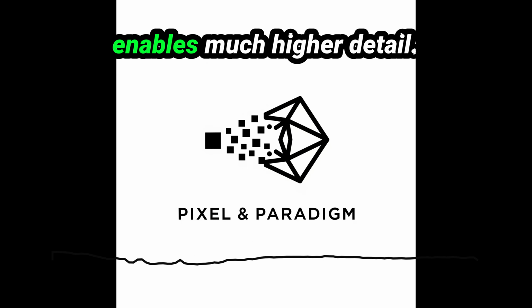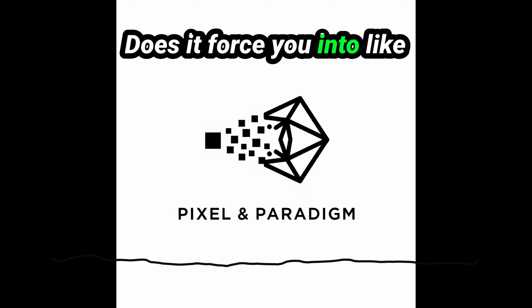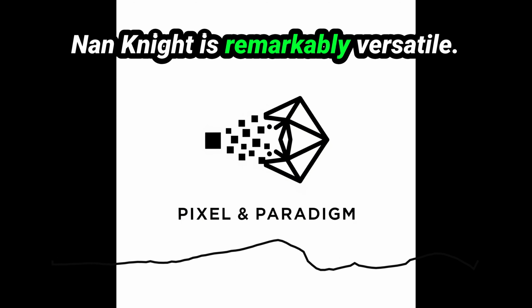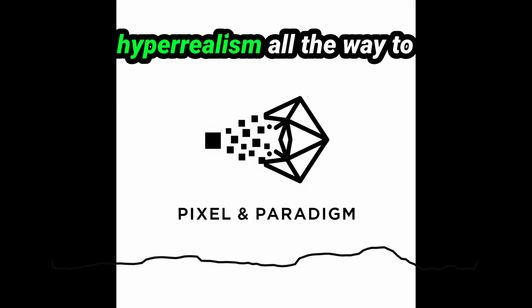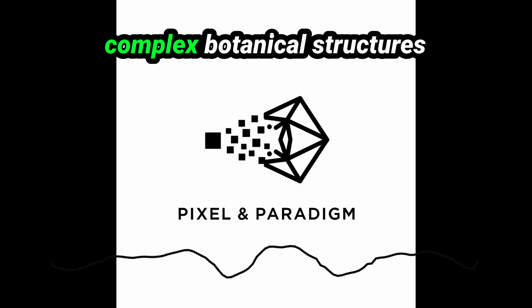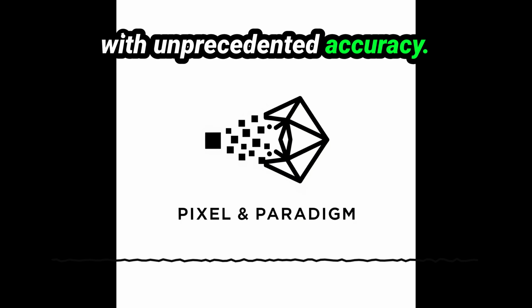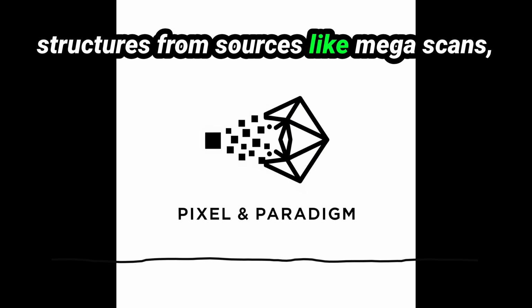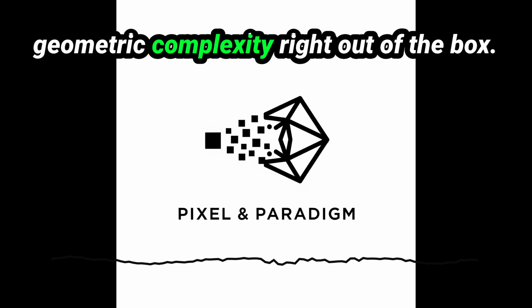Okay, so Nanite enables much higher detail, but it requires really smart artistic choices about where to put that detail. Does it force you into a hyper-realistic art style? Or can you use it for other looks? Not at all. Nanite is remarkably versatile. It supports a really wide spectrum of art directions, from extreme hyperrealism all the way to highly stylized looks. For realism, obviously it allows artists to replicate complex botanical structures and micro details found in nature with unprecedented accuracy. High-quality scanned assets like detailed tree trunks or maybe larger plant structures from sources like Megascans, they integrate much more readily because Nanite is built to handle their inherent geometric complexity right out of the box.